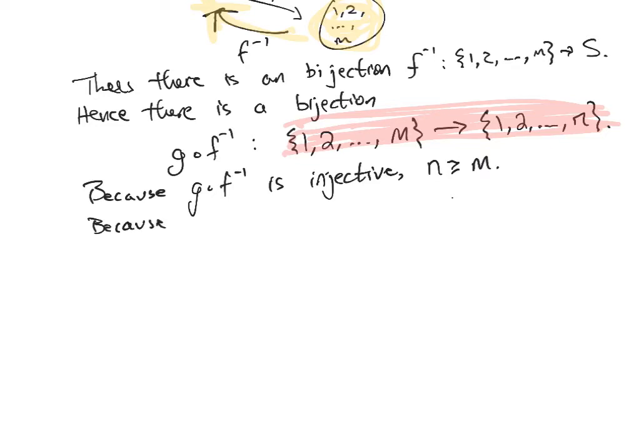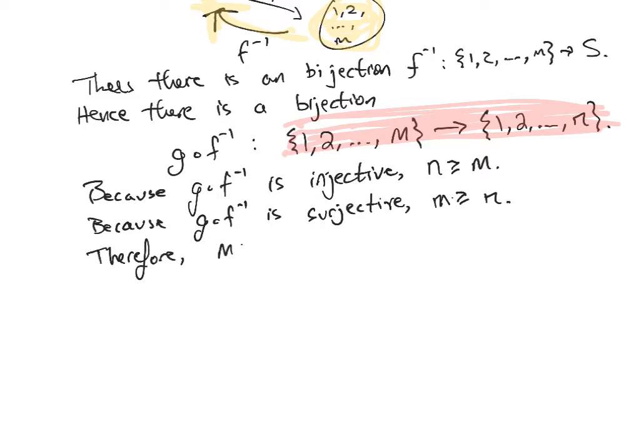Because G composed with F inverse is surjective, every element of the range has to be mapped to. That means that we need the number of things in the domain to be at least the number of things in the range. Therefore, m equals n as desired. And that's the end of the proof. Let me pause here if there are any questions about the proof.